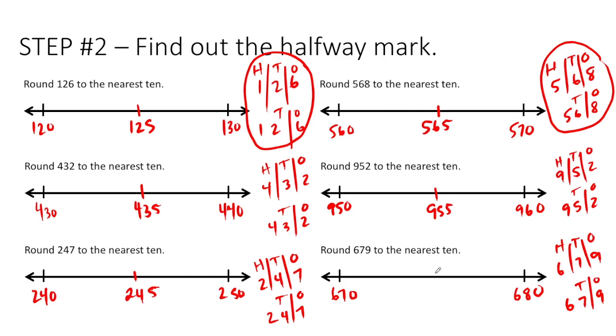You can figure this out. What's halfway between 670 and 680? It's 10 all the way across. What number would be halfway? Half of 10 is 5, so halfway is 675.